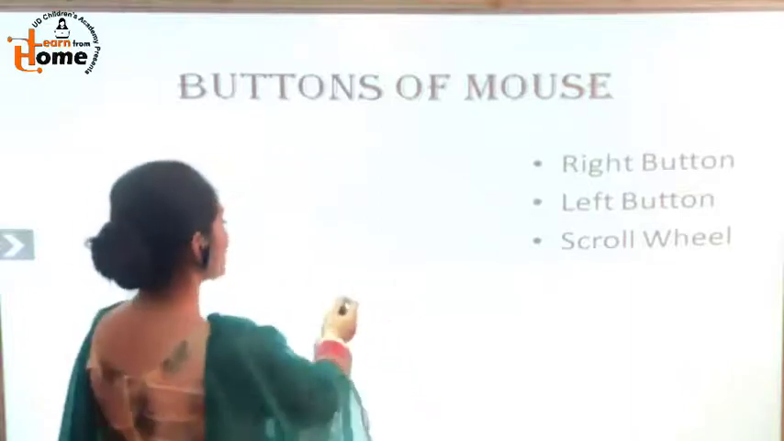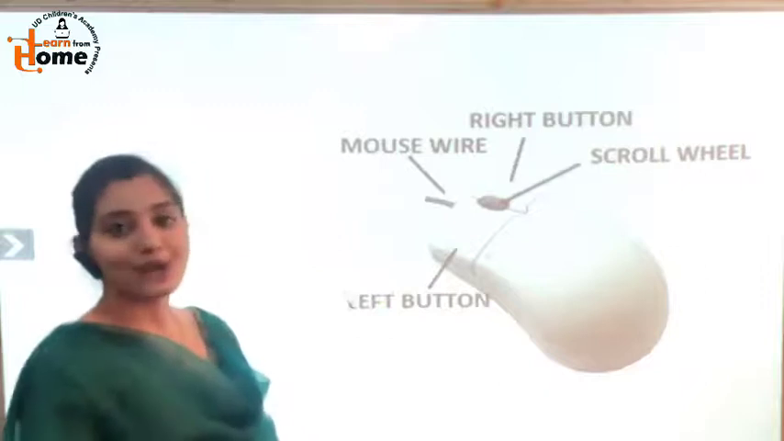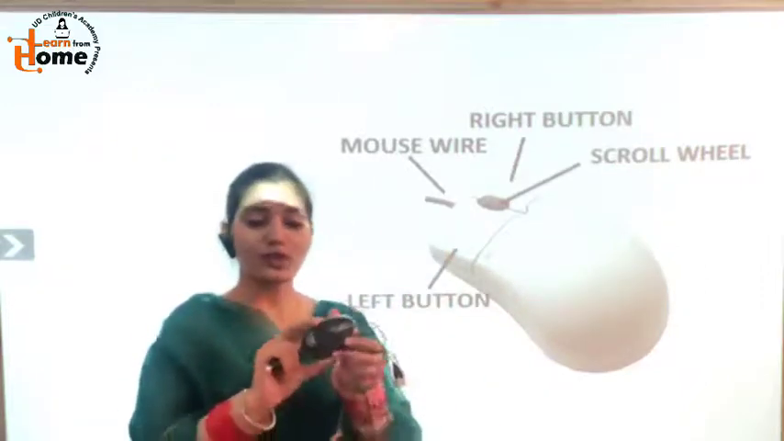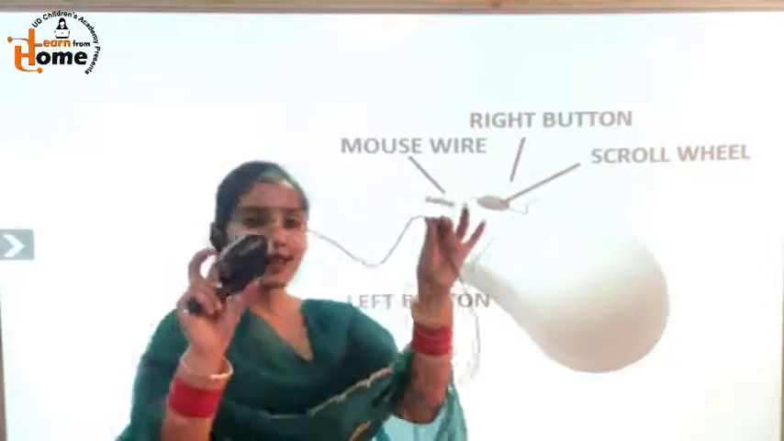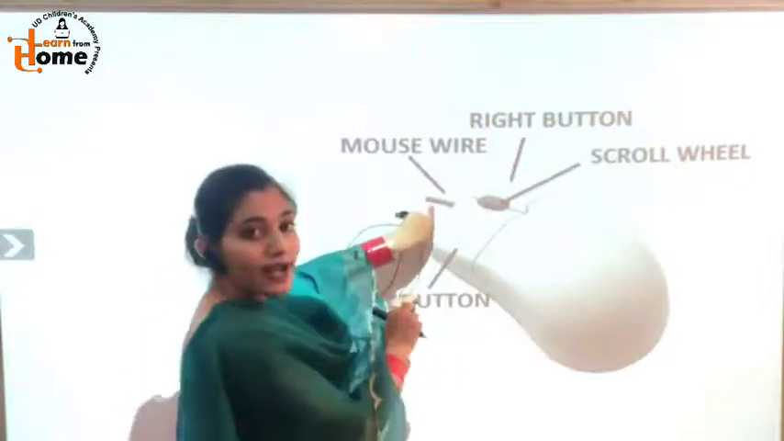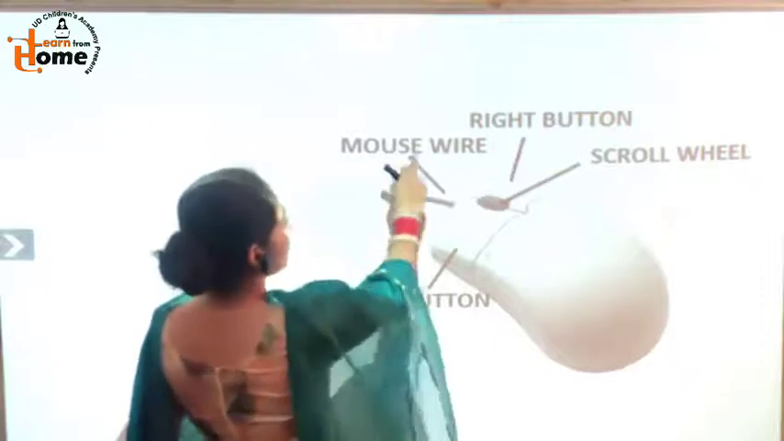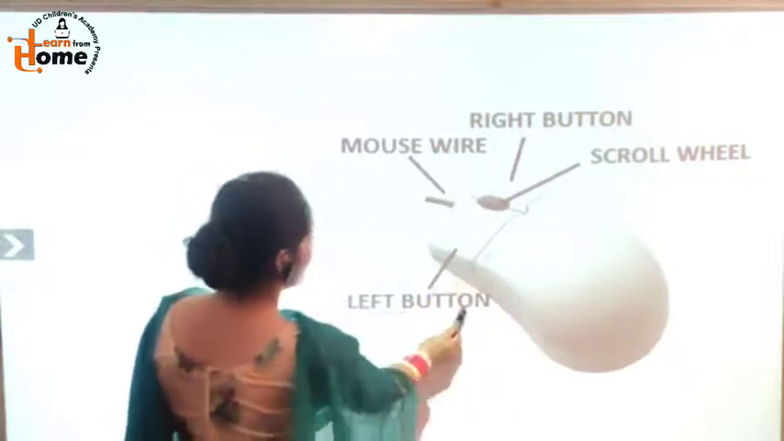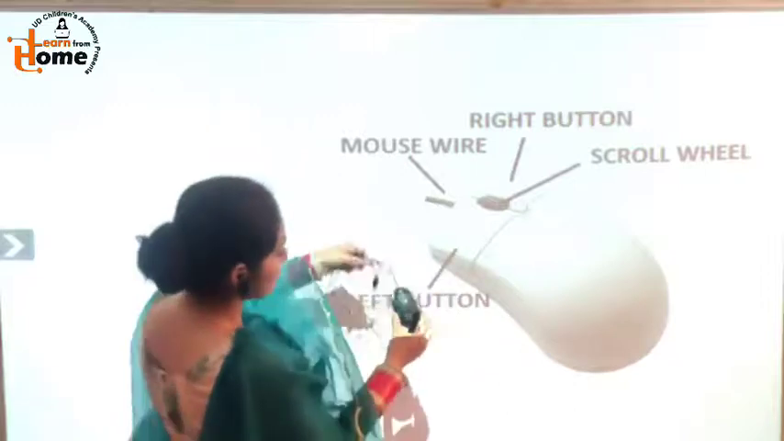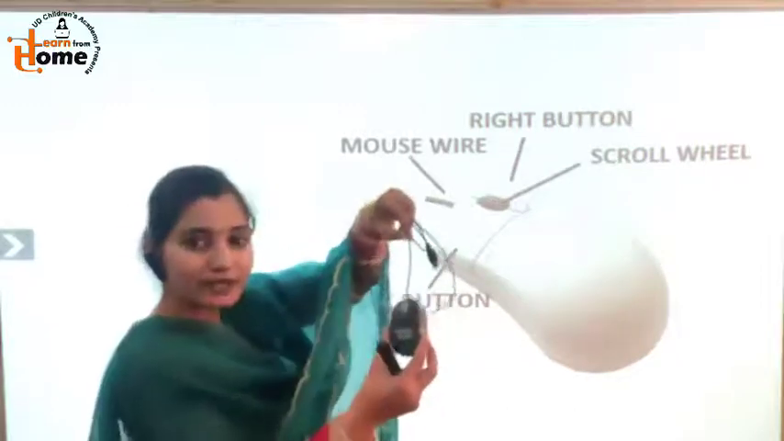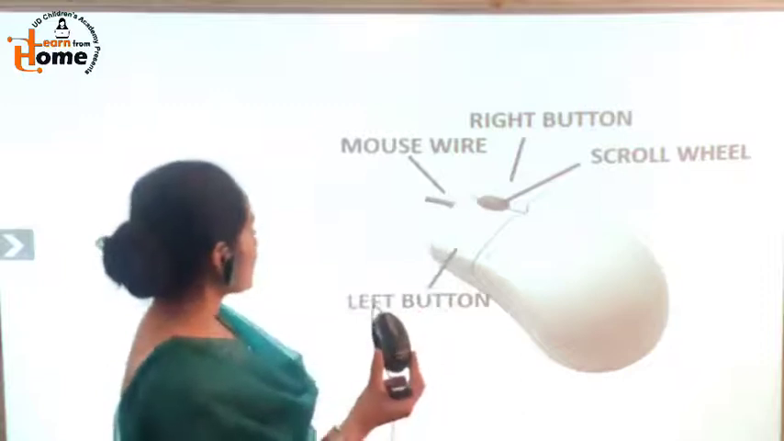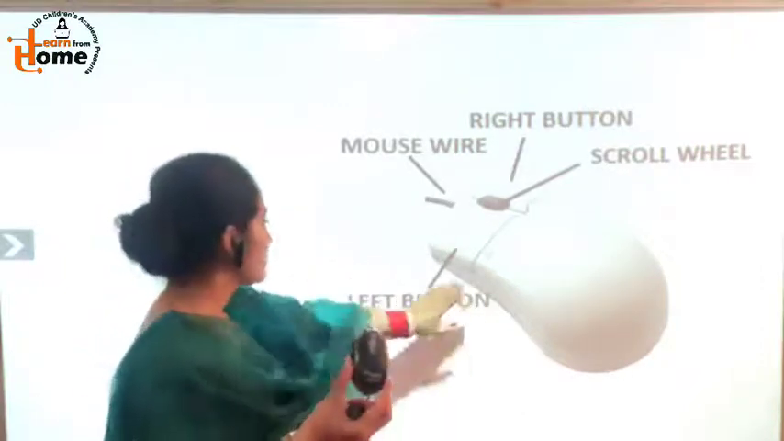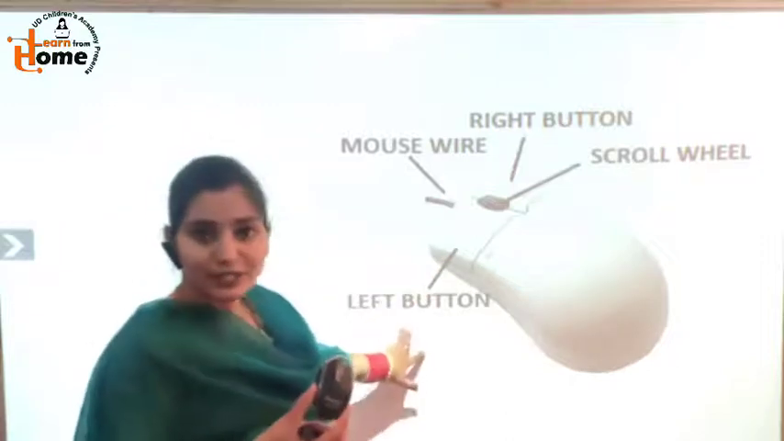Okay. Next we have the picture of the mouse. What is this? This is the wire attached to the mouse like this. So it is known as the mouse wire, okay? Next we have the left button. If this mouse is placed like this, which is the left button? This is the left button, right?